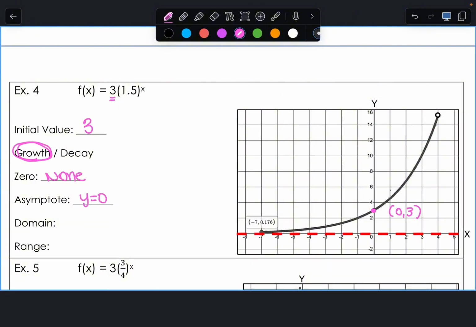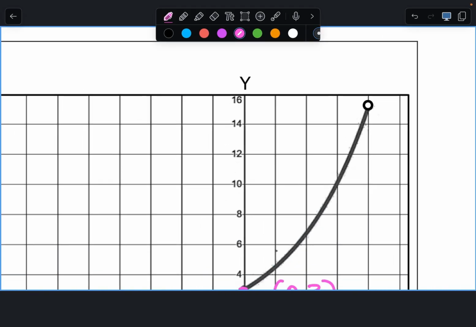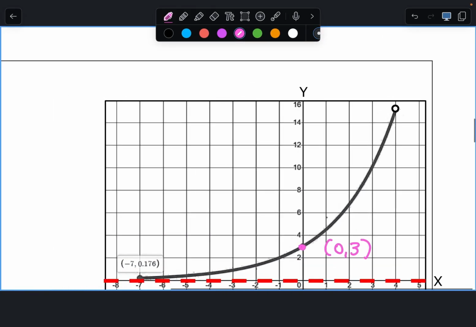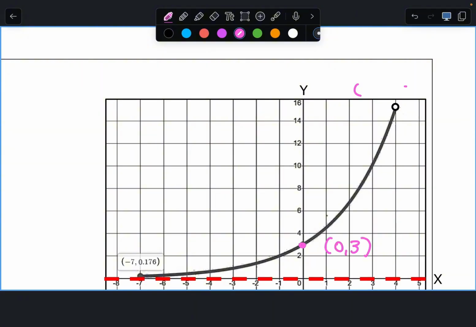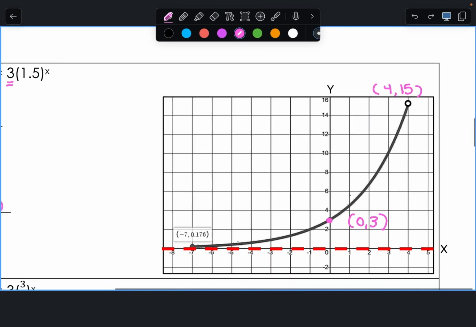All right, now for the domain, one of the points is labeled. This one, you can actually estimate what it is. What is it? 15. Good. 15 is in between 14 and 16, so yeah.